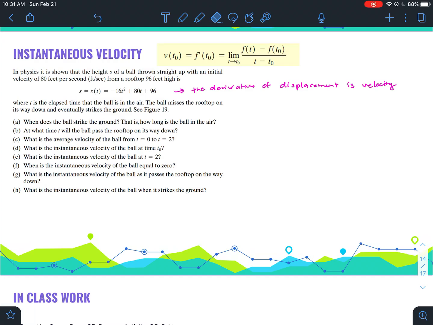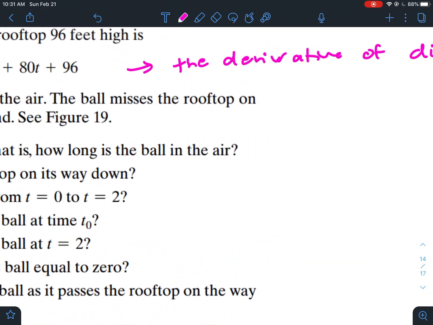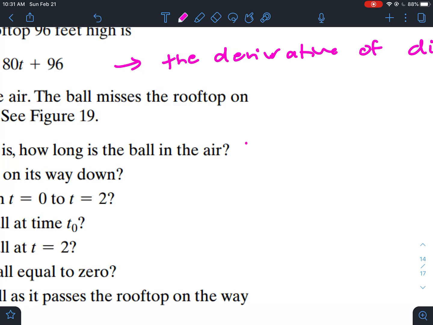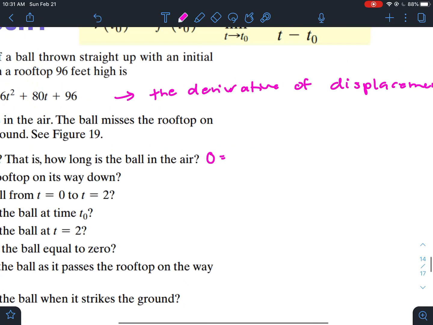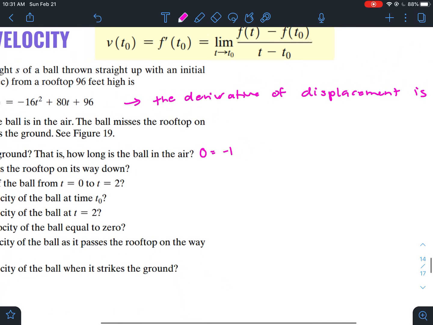So first it wants to know, when does the ball strike the ground? Well, the ball will strike the ground when its height is 0. So to figure out how long the ball is in the air, we're going to set the height equal to 0. And remember, the height is the s of t equation. So it's going to equal negative 16t squared plus 80t plus 96.